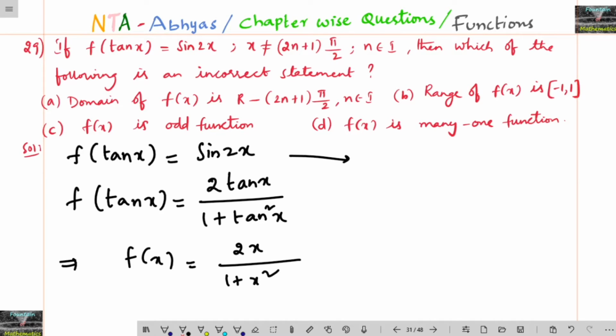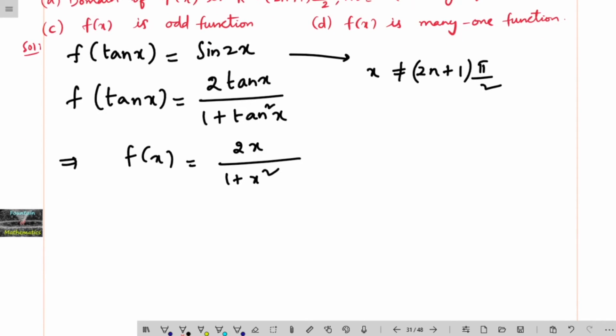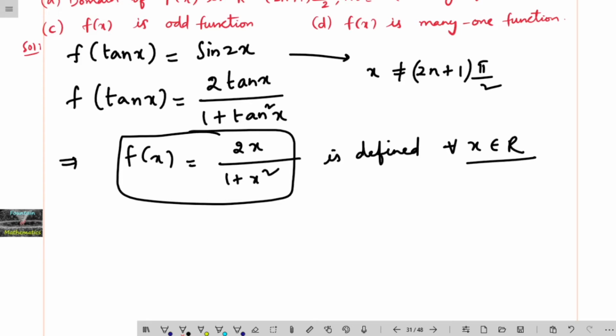Here x should not be equal to (2n plus 1) pi by 2 in the case of f of tan x equal to 2 tan x by 1 plus tan square x. But here f of x is equal to 2x upon 1 plus x square. For any real number, the denominator is positive, and this is defined for all x belongs to R. So for this function, the domain of f of x is all real numbers, x belongs to R.